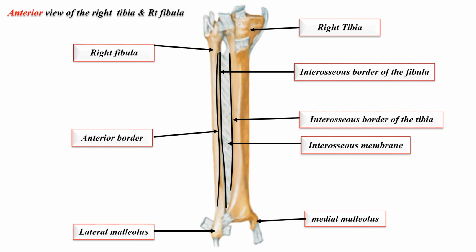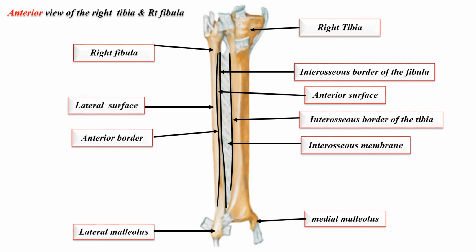Between the anterior border of the right fibula and the interosseous border of the fibula, this is the anterior surface of the fibula. This anterior surface is extremely narrow. This is the lateral surface of the fibula. It lies lateral to the anterior border.